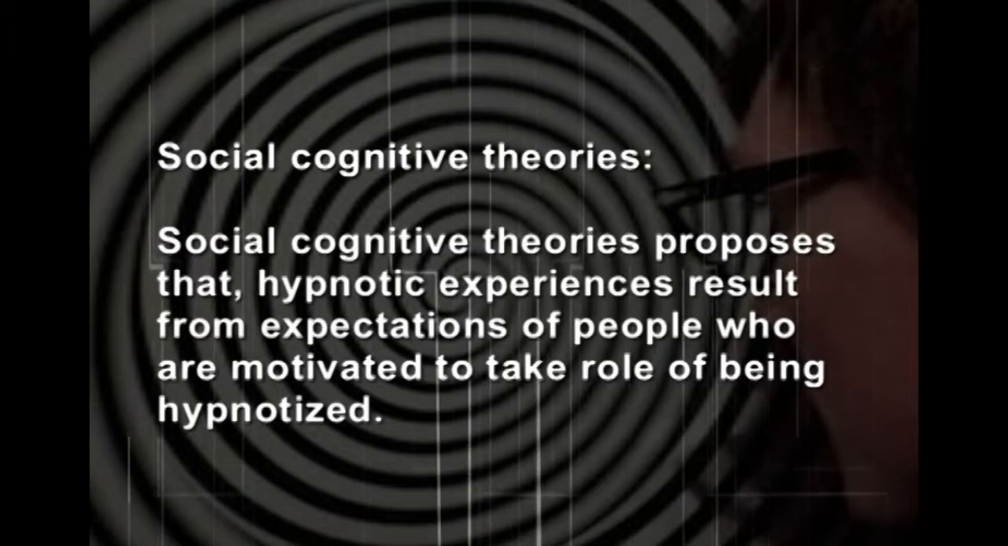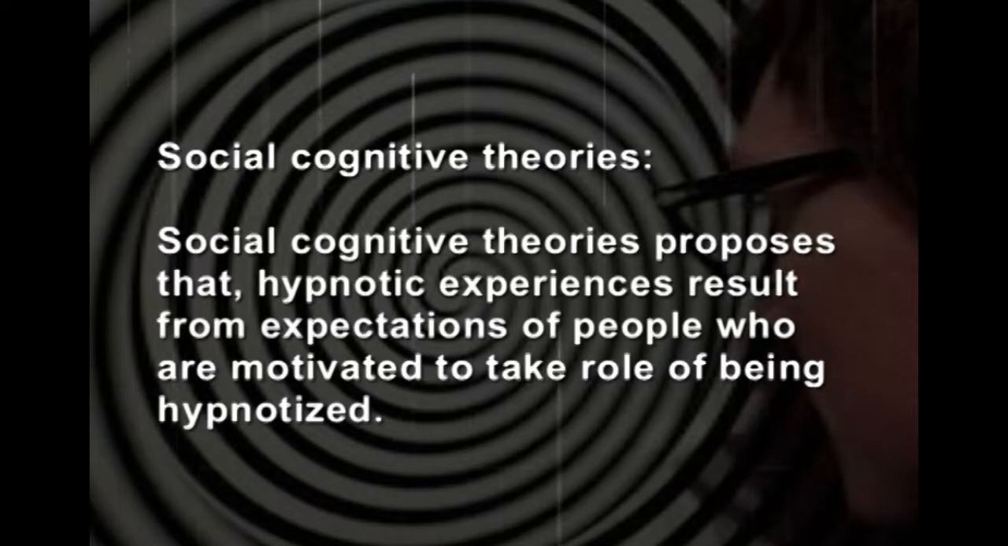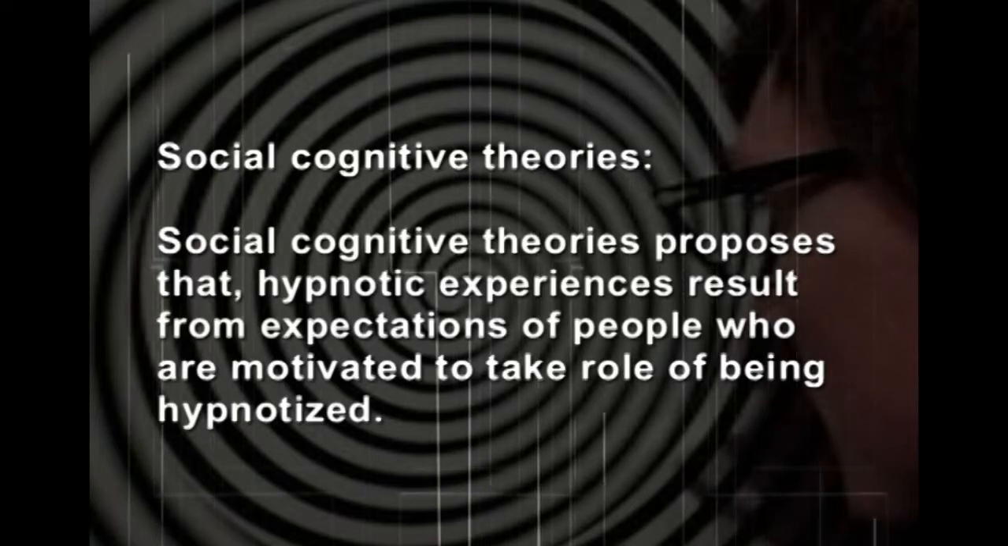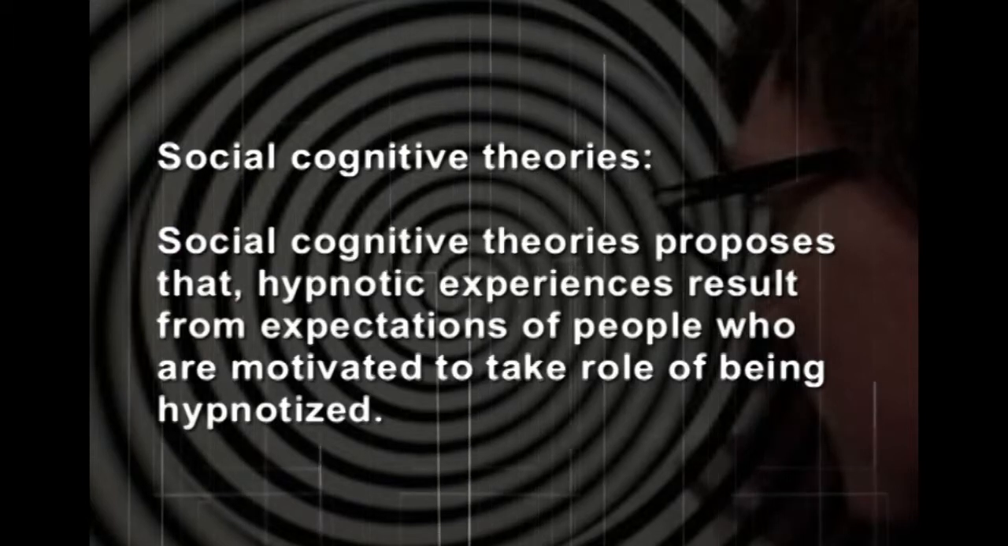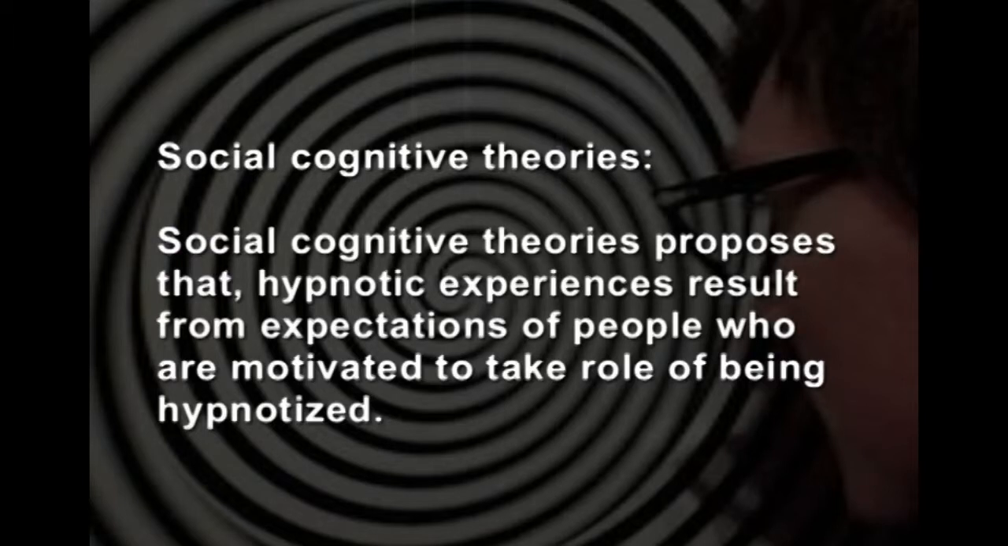Now the second perspective, or second category of theory, I would like to share to explain the hypnotism mechanism is social cognitive theory. As the name indicates, here the social process as well as a person's cognition, that is how they think and feel, is also influencing. Social cognitive theorists propose that hypnotic experience results from the expectations of people who are motivated to take the role of being hypnotized. As I said before, it's not magic, it's not any fake drama, it all depends on the person who makes up their mind, who is ready to take part in the process of hypnotism.